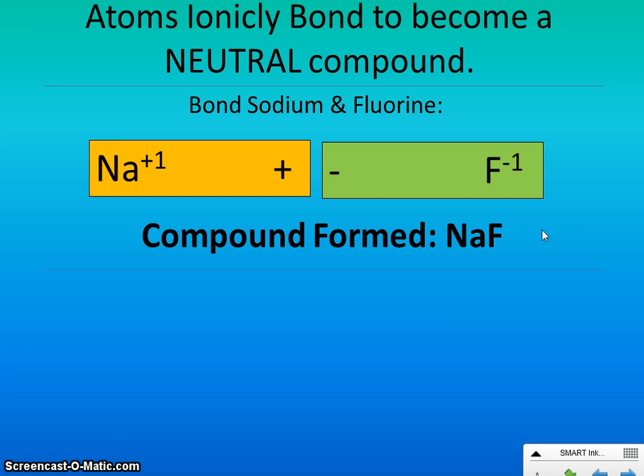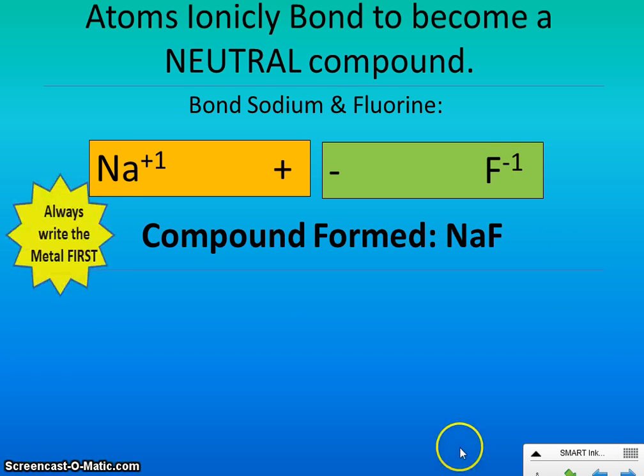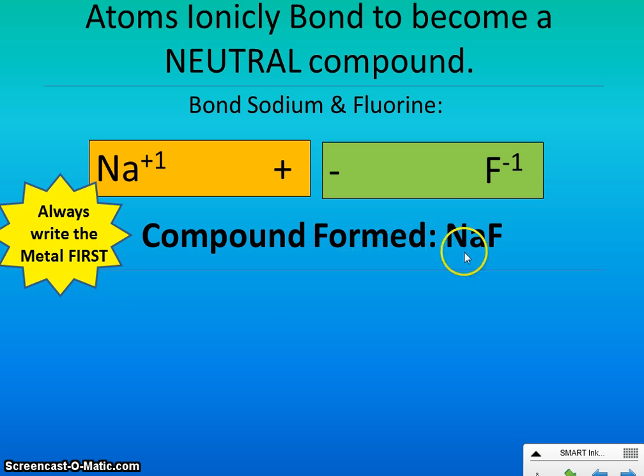Okay? Let's try another one. This time, we're going to bond. Oops, I'm skipping ahead of myself. When you write your formula, you always want to write the metal first, which is always your cation. Your cation's always written first. So you would not write this FNa.